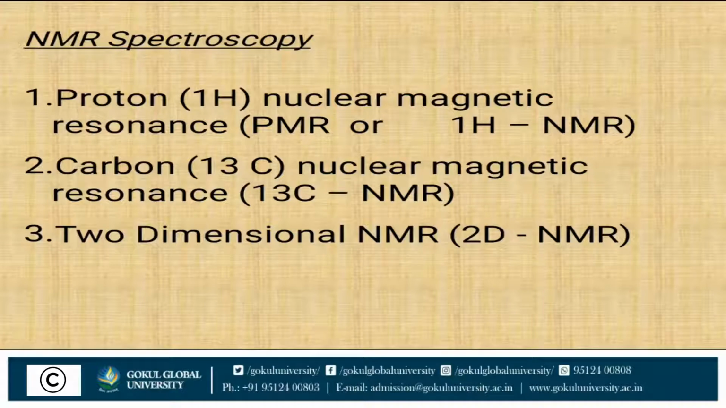NMR has three types. First is proton, or 1H nuclear magnetic resonance, also called PMR or 1H NMR. The second one is carbon-13 nuclear magnetic resonance, also called 13C NMR. And the third one is two-dimensional NMR, called 2D NMR. 2D NMR spectroscopy is a combination of 1H NMR and 13C NMR spectroscopy.